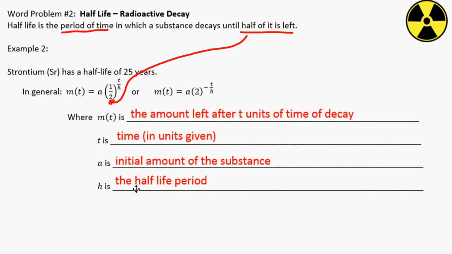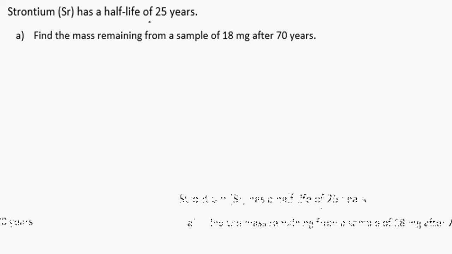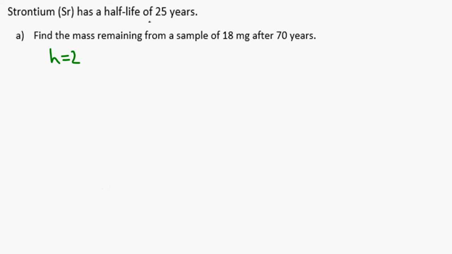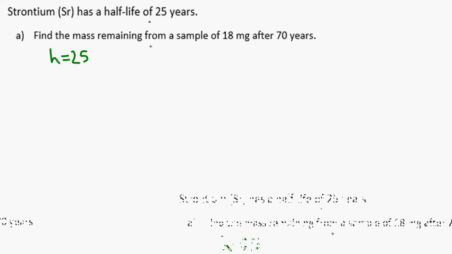All right, so here we go. Strontium has a half-life of 25 years. So right away, half-life 25 years, I know this is going to be my H. All right, let's continue. So what else do I have here? So I know H is 25 years, so everything will be in terms of years. Find the mass remaining from a sample of 18 milligrams. So a sample of 18 milligrams, this must be my A.